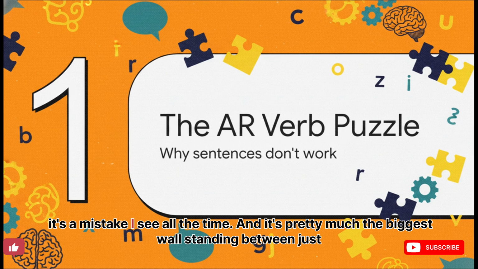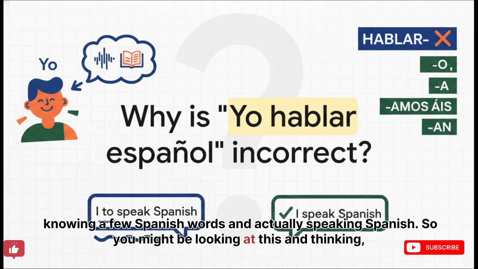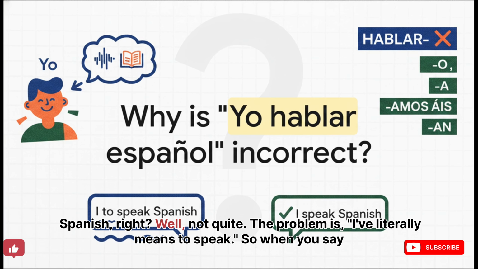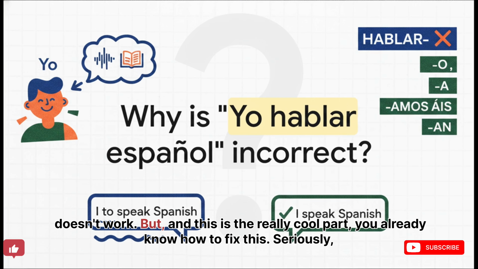All right, first things first, let's tackle the big problem we're here to solve today. Honestly, it's a mistake I see all the time. And it's pretty much the biggest wall standing between just knowing a few Spanish words and actually speaking Spanish. So you might be looking at this and thinking, what's wrong with yo hablar español? I mean, yo's I, hablar is to speak, so I speak Spanish, right? Well, not quite. The problem is hablar literally means to speak. So when you say that, you're actually saying I to speak Spanish. It sounds a little clunky, doesn't it?